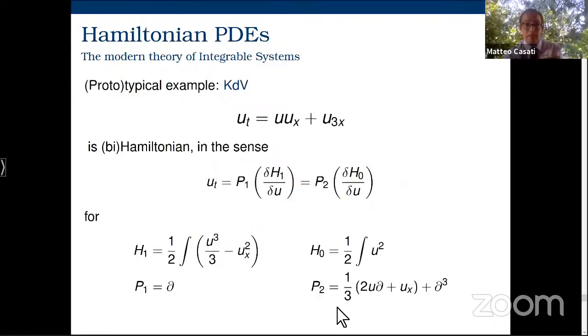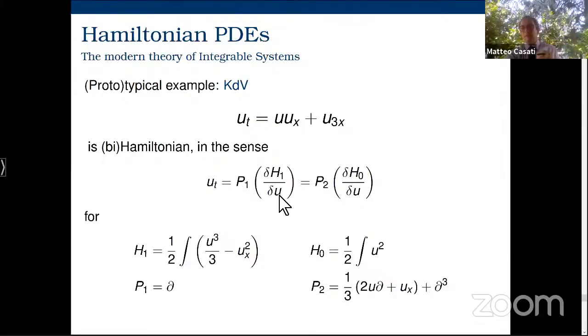Basically, the prototypical example of a Hamiltonian PDE is KdV, a quadratic equation. Of course, as everyone knows, this is integrable. It is a nonlinear equation. There is a nonlinear term, a Hopf-Boussinesq term, and a dispersive term, which are derivatives of the function. And this equation is Hamiltonian, in the sense that you can write the equation of motion, think of it a little bit like your Hamiltonian vector field, as an operator, P1.